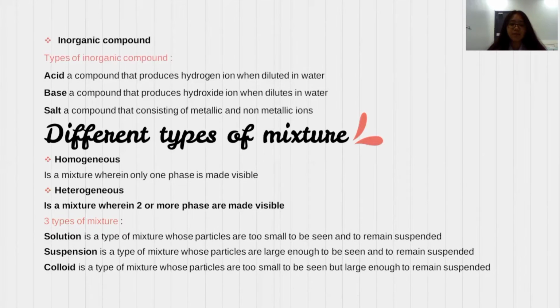Solution is a type of mixture whose particles are too small to be seen and to remain suspended. Suspension is a type of mixture whose particles are large enough to be seen and to remain suspended. And lastly is colloid. It's a type of mixture whose particles are too small to be seen but large enough to remain suspended.